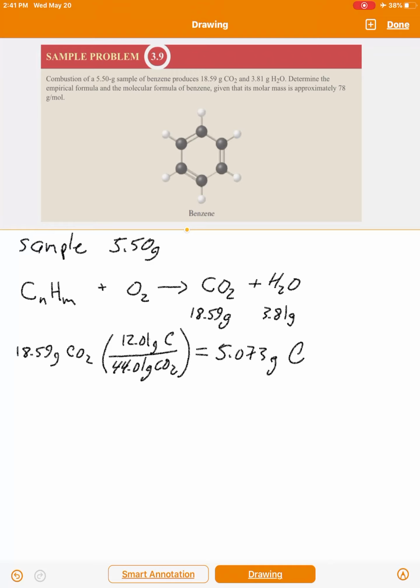Okay, so that's the number of grams of carbon that was produced in the reaction, but that's also the number of grams of carbon that was in the original reaction right here. So now we know the mass of that carbon. Now we do the same thing for the water. The water, it's much smaller mass, 3.81 grams of water. Now, water has two hydrogens, so it's 2 times 1.01 grams divided by the molar mass of water. Okay. So that is going to give us the mass of hydrogen that's in 3.81 grams of water.